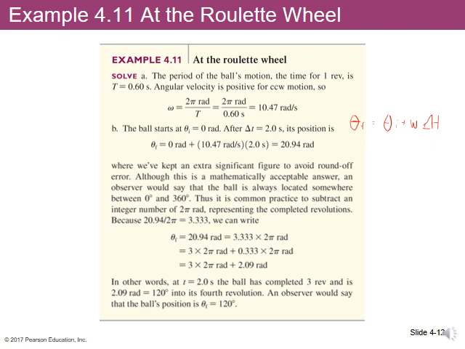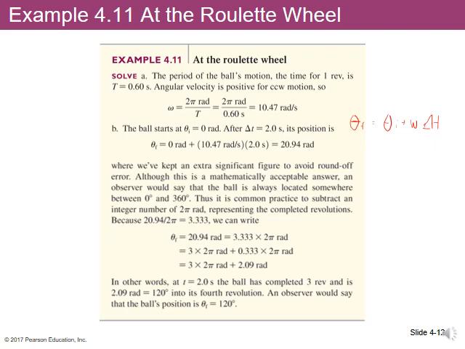Now typically, we want to know where the ball actually is in its revolution. So 20.94 radians, that's way more than one revolution. So when it asks where's the ball located, that's technically correct, but it's a little bit hard to interpret. Most people don't have a good feel for when they say 20.94 radians, where is that? I know that I don't. So it's probably most helpful to figure out how many revolutions it's made and then where it is in its last revolution.